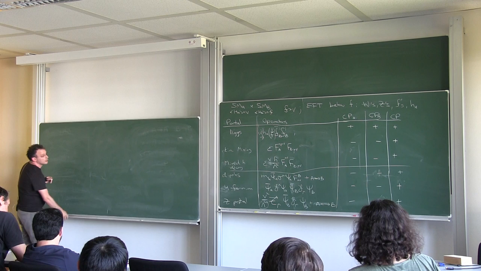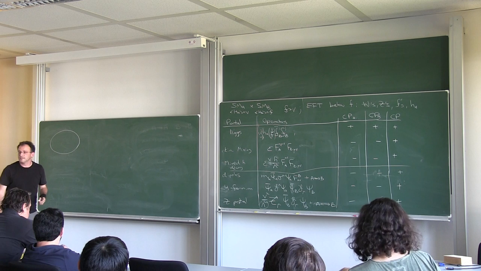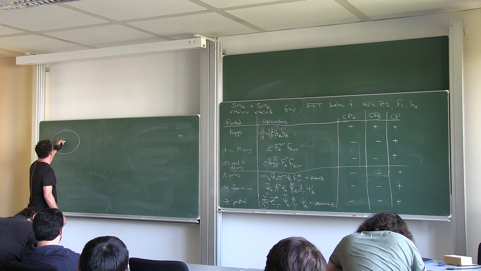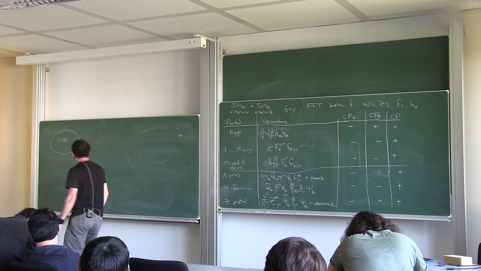Okay, so I'll just tell you what the result is, without telling you any of the details. Just to say that you'd think that this would be maximally violated, and the first obstacle would be the SO8 dynamics. So what is the composite twin Higgs?